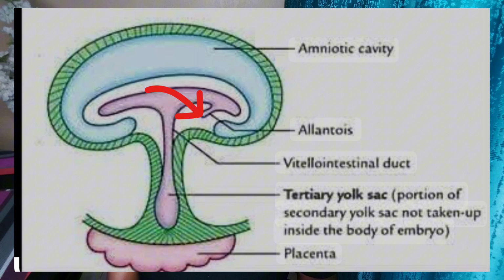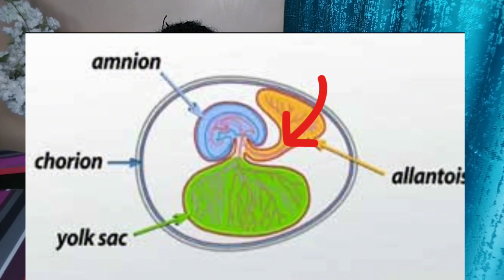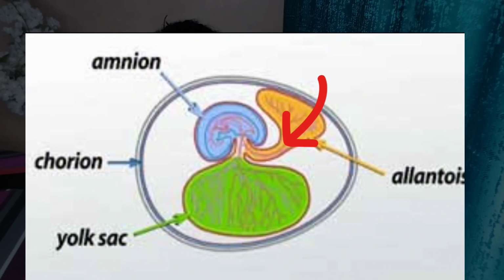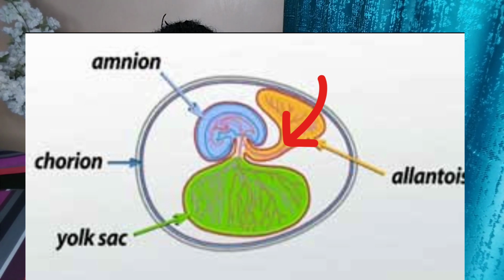Still at the 3rd week, at the hindgut part of the gut tube grows a pocket, an outpouching, and this grows into a structure called the allantois or the allantoic duct. The allantois or the allantoic duct is a structure that drains the urinary bladder. The allantoic duct or the allantois is the 3rd structure that forms the umbilical cord. So you can see that we have formed the 3 structures that form the umbilical cord.